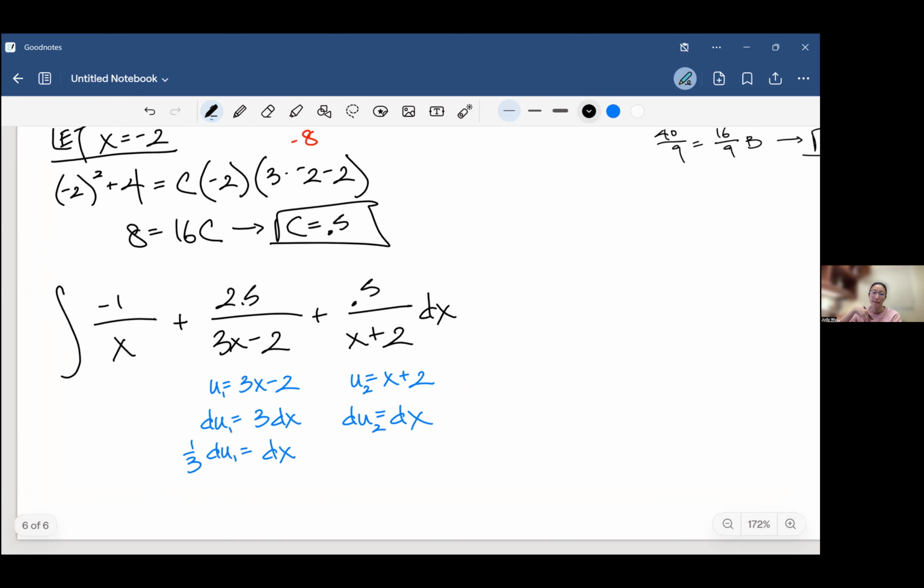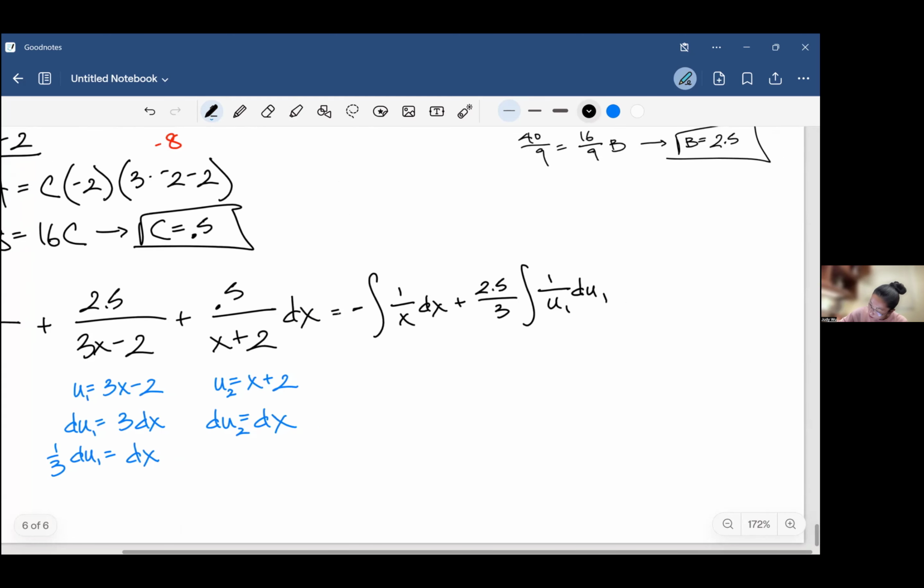Now we can go ahead and integrate, okay? So we end up with -1 over x dx. That's my first integral, and that one we don't need u sub for, okay? Plus 2.5 over 3, the integral of 1 over u1 du1, plus 0.5, the integral of 1 over u2 du2.